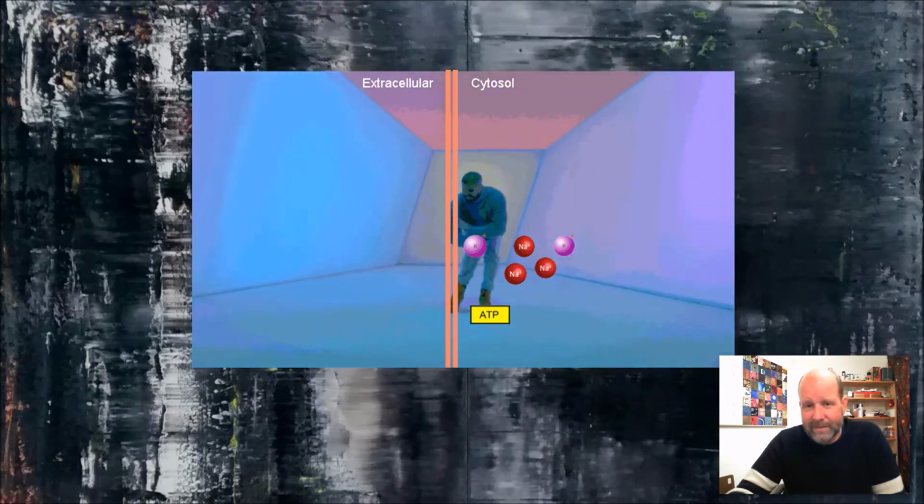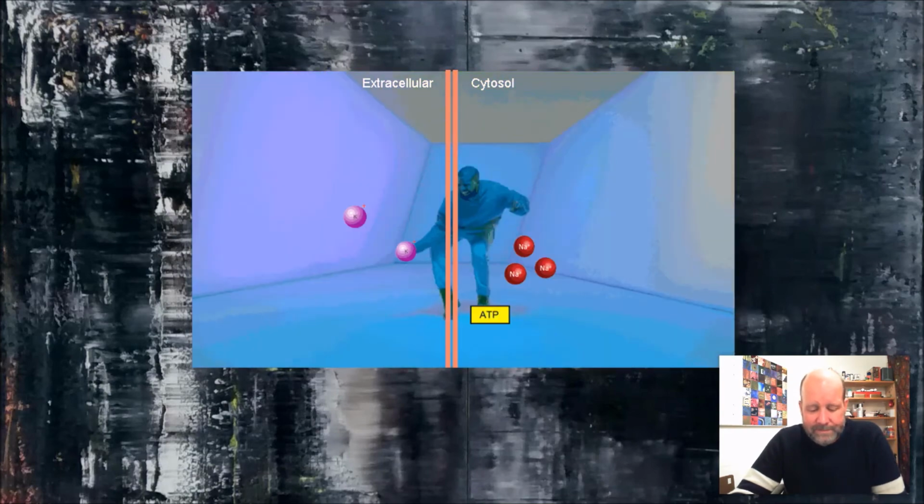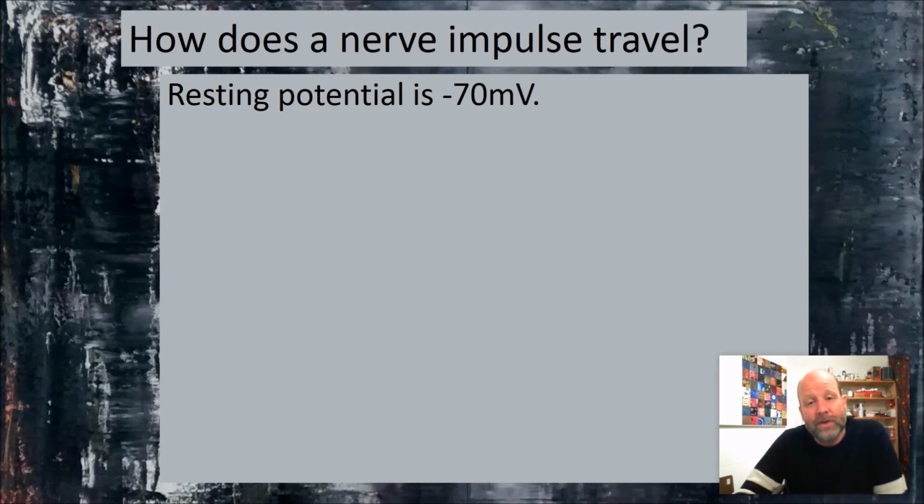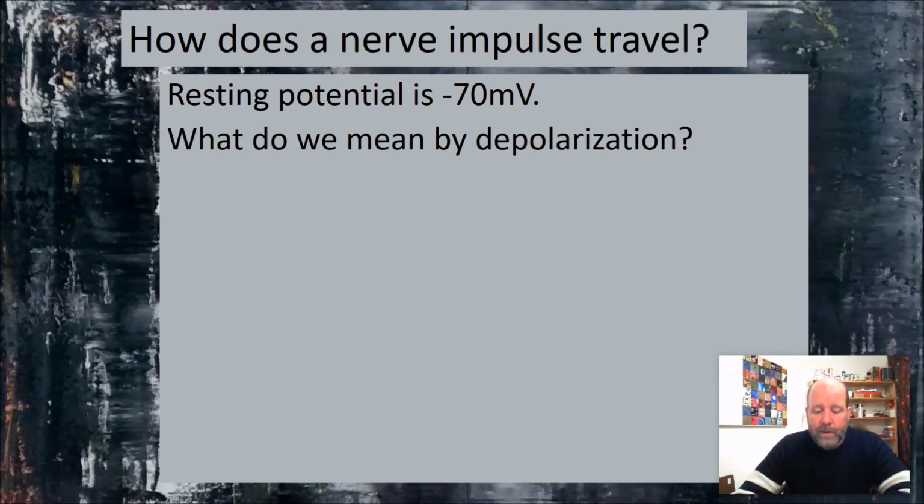It's a sodium-potassium pump. How does a nerve impulse travel down these cells? Now, remember, some of these cells are very long, maybe over a meter. Resting potential is negative 70. We can depolarize it. So far what we've been talking about is this resting potential. It's polarized at negative 70 millivolts.